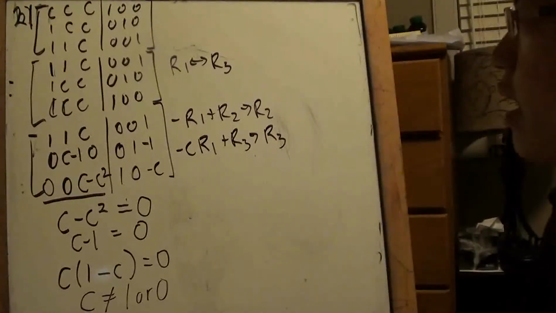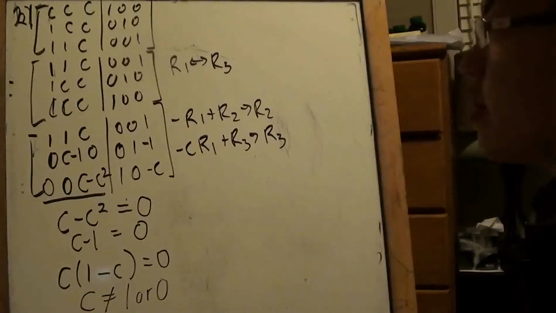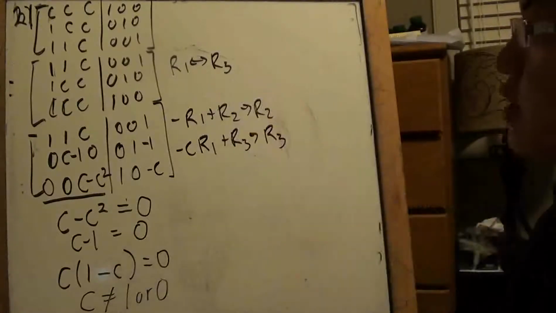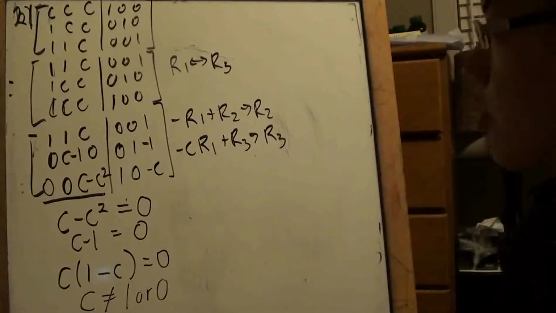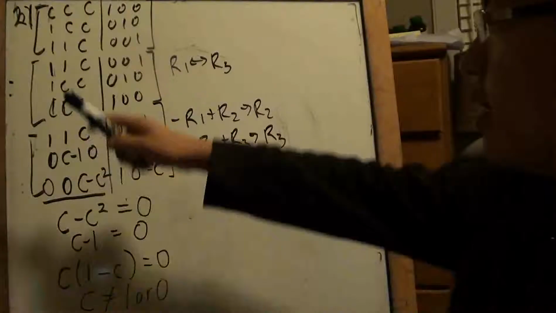Okay, so this is 21. This is the same idea, the only thing that might throw you off a little is that they're using variables rather than numbers as entries for the matrix, and that might throw some people off. But it's the same idea, and we'll figure out why it's the same idea.